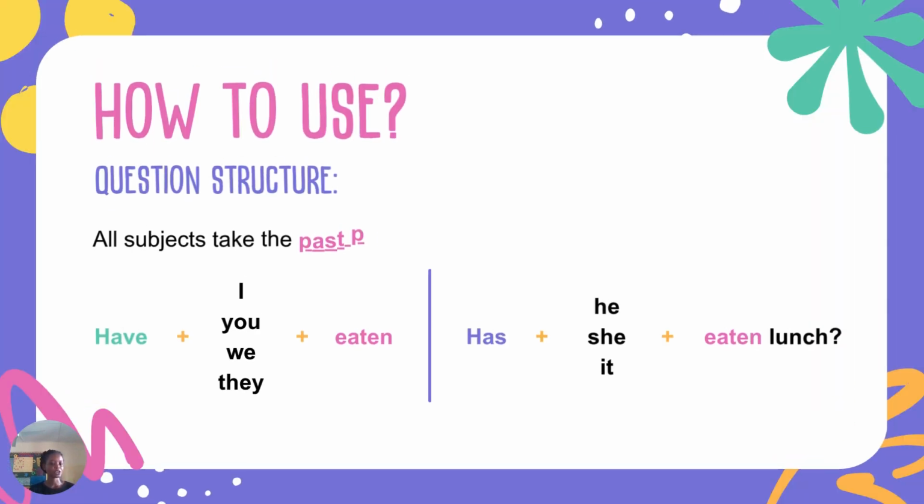Now, how do we make use of this present perfect tense in question structure? In question structure, the subjects take the past participle form of the verb. And if you notice, have and has come first before the subject, then the past participle form of the verb. For example, have I eaten? Question mark. Has she eaten lunch? Question mark, and so on and so forth.